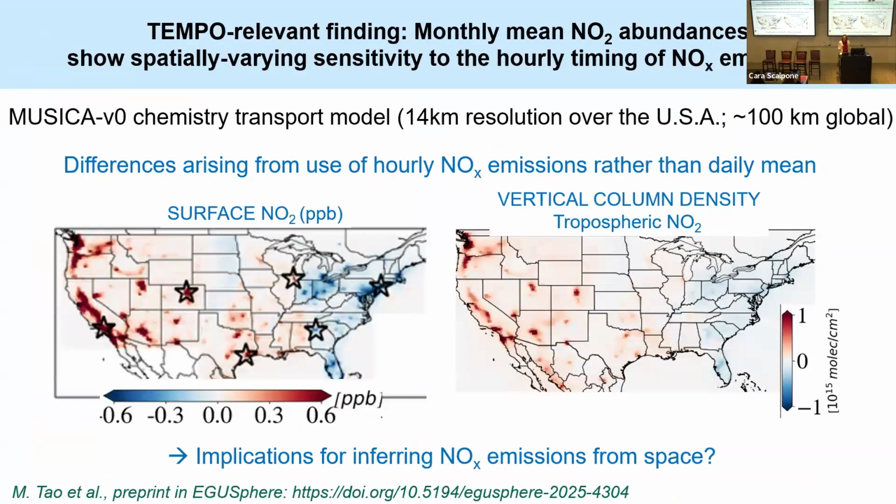In my less than a minute that I probably don't have left, I did want to highlight a new paper that was just submitted and is out as a preprint from Taoma, where she stumbled upon something that I think is relevant for the TEMPO and TROPOMI and other satellite communities. When she adds hourly emissions into a model as opposed to using a daily mean or a monthly mean for NOx, she finds that it actually changes the monthly mean average of not just surface NO2, but the vertical column density, which we think probably has implications for what you're inferring about emissions from space.